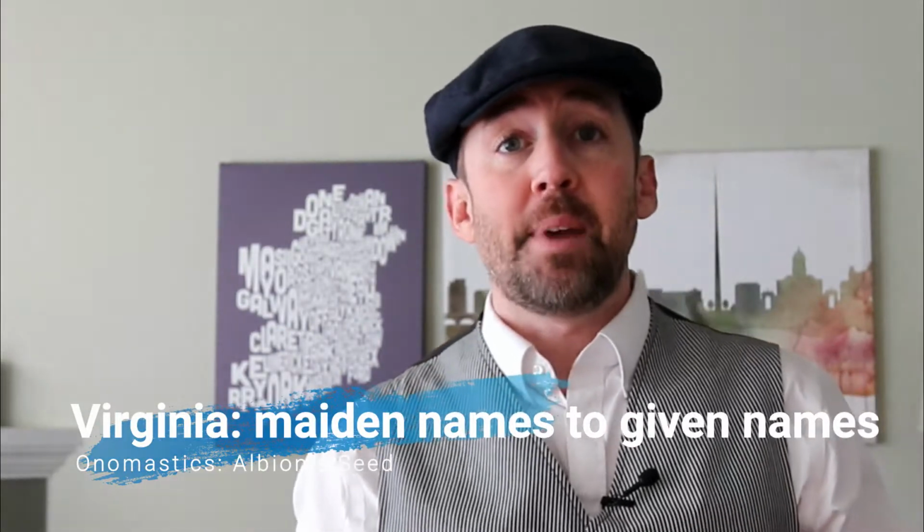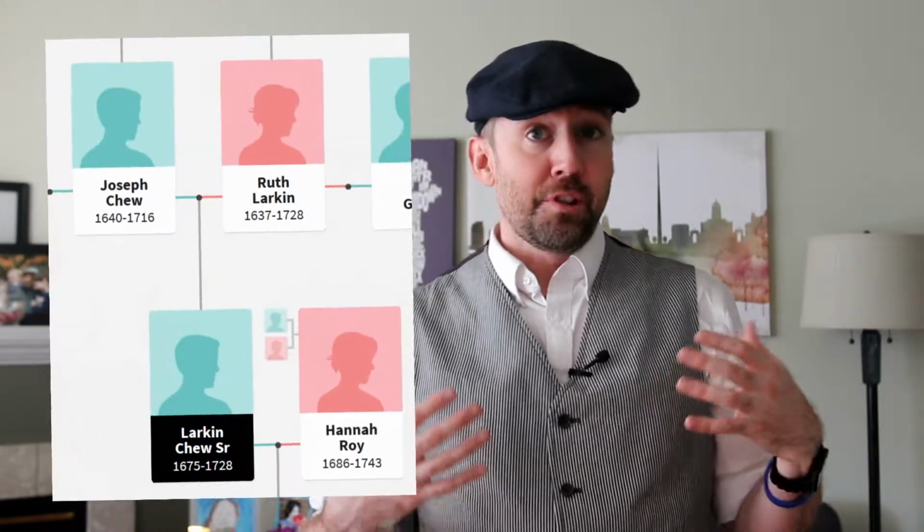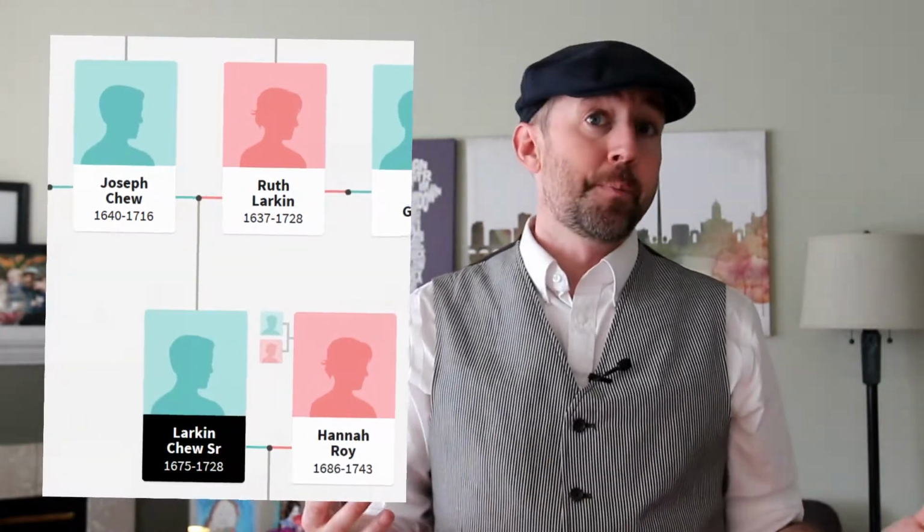a mother's maiden name as a forename for sons. For example, the son of Joseph Chew and Ruth Larkin was named Larkin Chew. Anytime you see an odd forename in Colonial Virginia, look for people from the same place with that odd forename as their surname, and you may very well get closer to your maternal line.